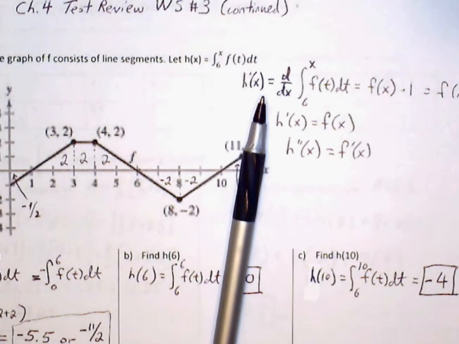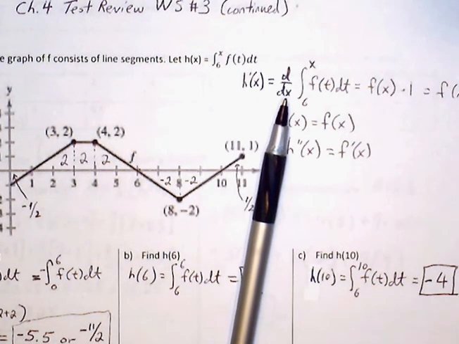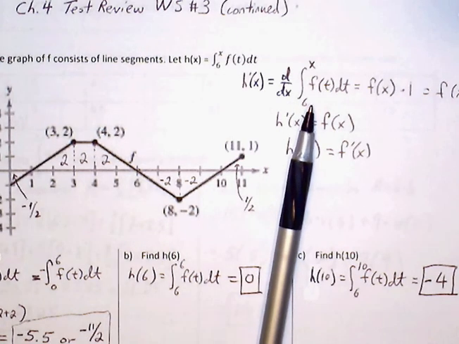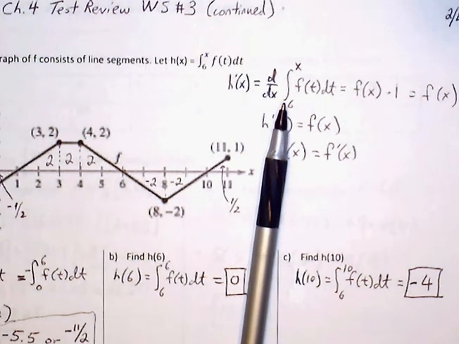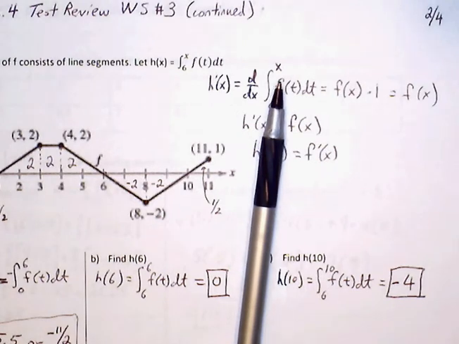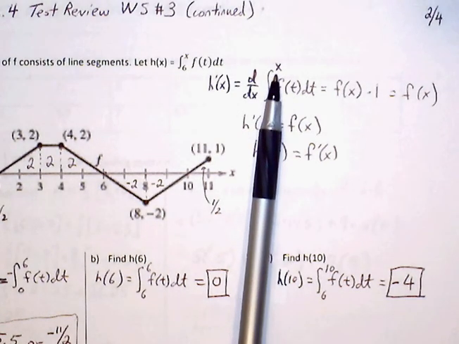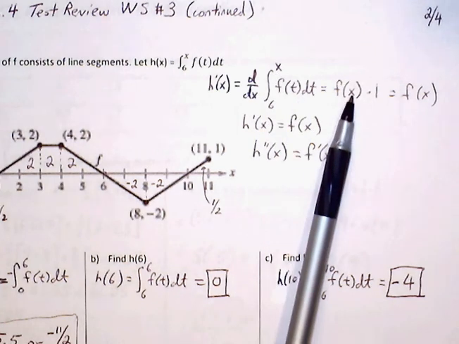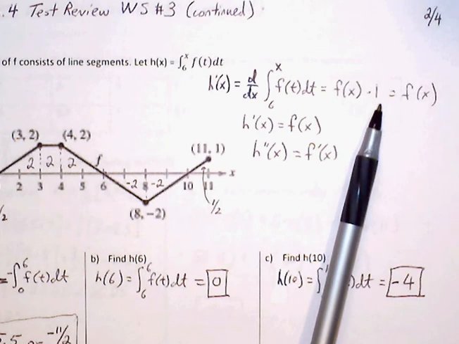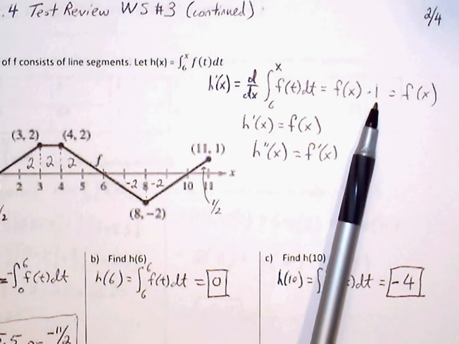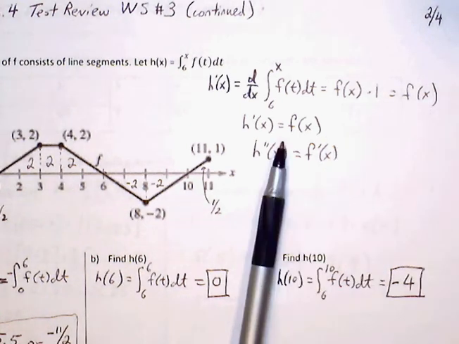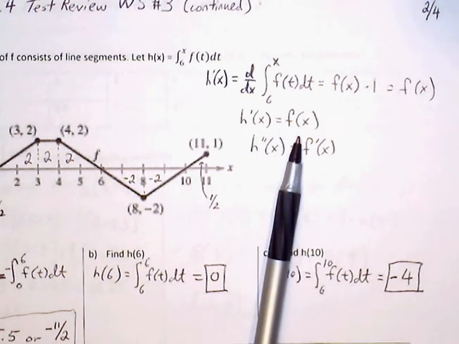So to find h prime, it's essentially a derivative of a definite integral. Use the second theorem of calculus to evaluate, where we just have to take care of the upper bound. So plug x in for t, so f of x, times the upper bound's derivative. The derivative of x is 1. So f of x times 1 simply leaves us with f of x. So h prime is equal to f of x.